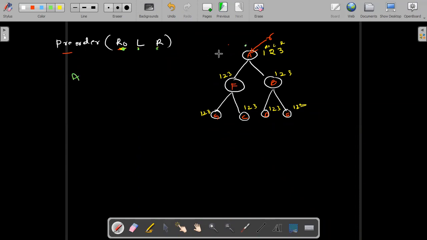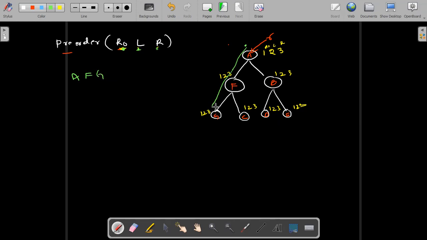A, done. After that, they are saying go to the left. After printing, what do you do? Go to the left. I am going to the left. I got the node. Okay, print this one. Again, go to the left. Again, go to the left. Please understand, root I printed. Again, go to the left. We got one node. Okay, print that one. G.